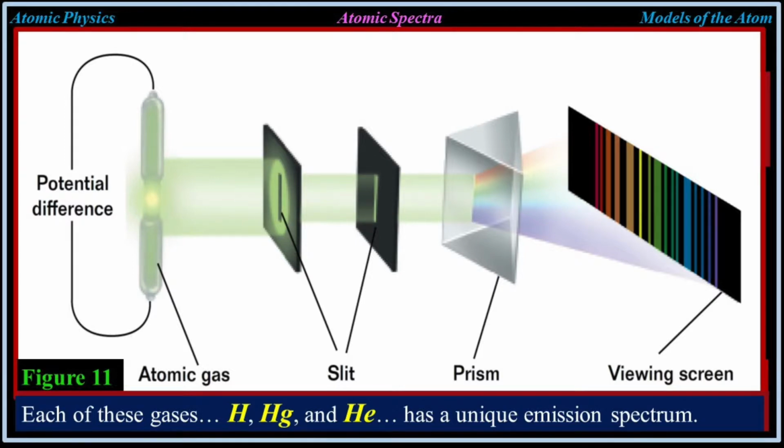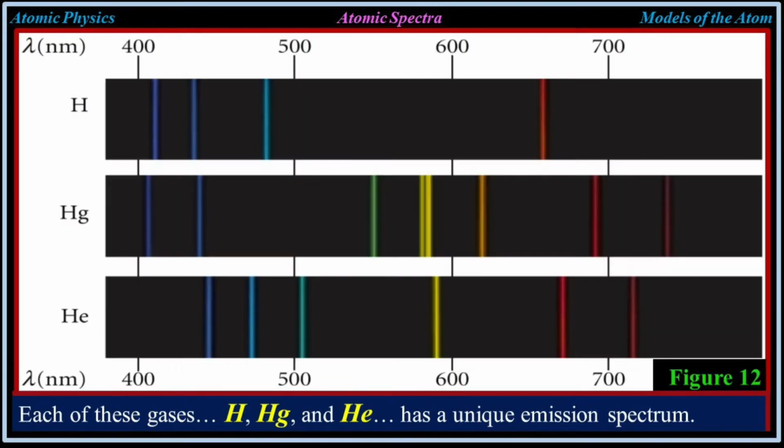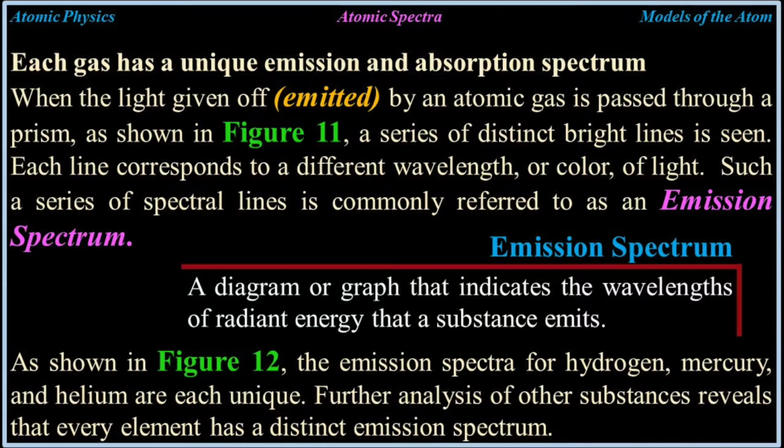In Figure 11, each of these gases, hydrogen, mercury, and helium, has a unique emission spectrum. They're like fingerprints. They can identify the element. This is an additional view of Figure 12. Each gas has a unique emission and absorption spectrum.